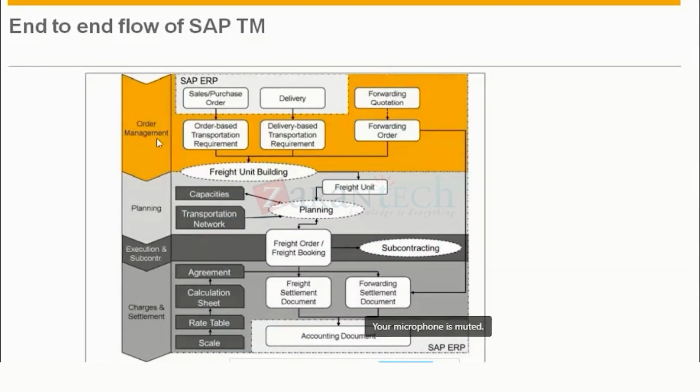So once you are doing this order management part, what is the effect of order management? The main effect of order management is to create a planning document. This is called freight unit building. The freight unit is the object which is technically created, which tells you that my transportation order and delivery have to be integrated with TM.